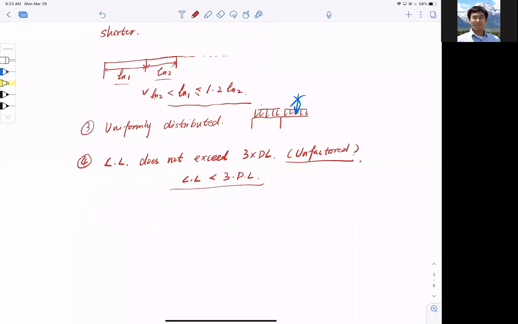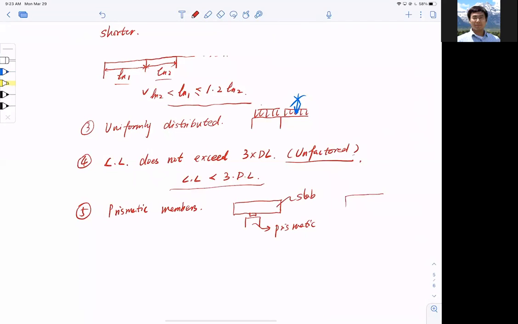And number 5, this is called prismatic members. What do I mean by prismatic? Well, this is talking about, for example, this is my slab, and I need to have supports. So my supports have to be prismatic.